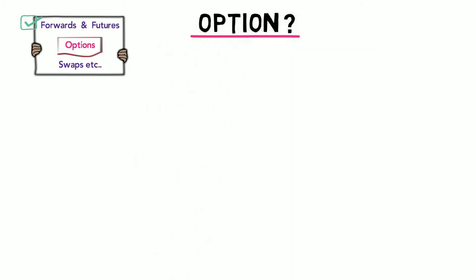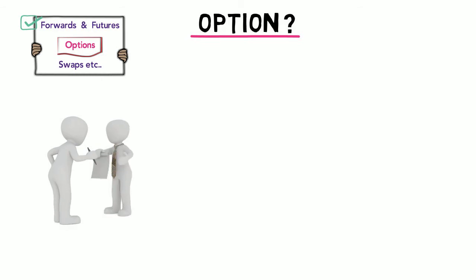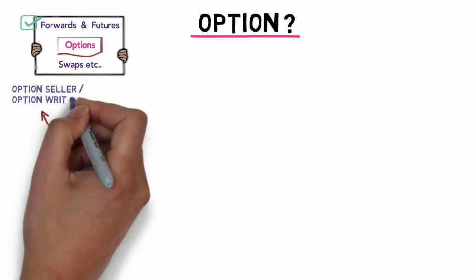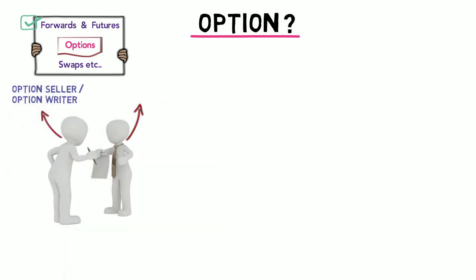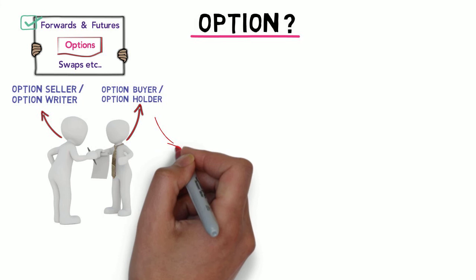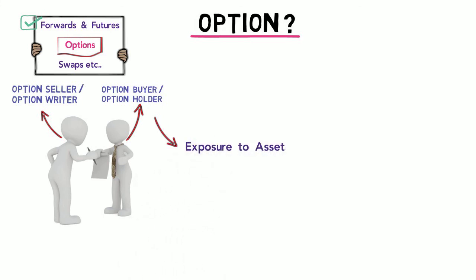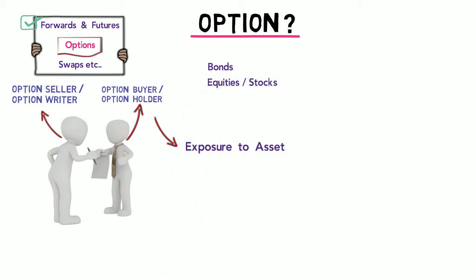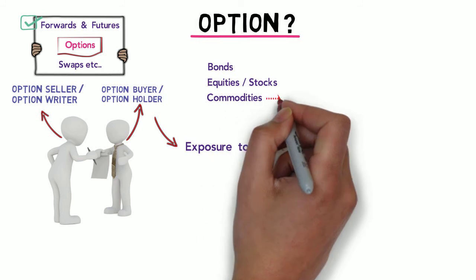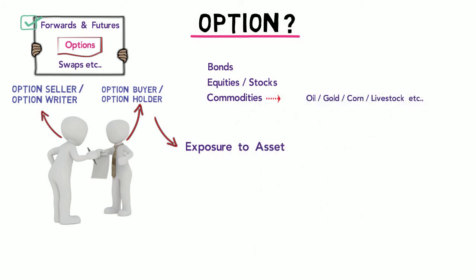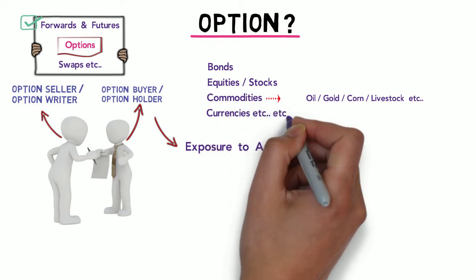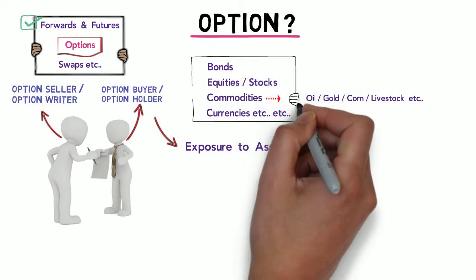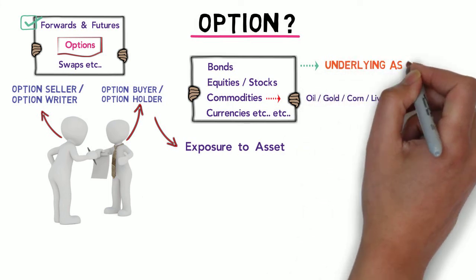Let's get back to answering what an option is. In very simple words, it's a contract traded between two parties, wherein the party selling the option is called the option seller or the option writer, and the party buying the option is called the option buyer or the option holder. Typically the buyer of the option has an exposure to an asset, and this asset could be a bond or an equity, a stock or share, or it could even be a commodity like oil, gold, livestock, etc. And it could even be foreign currencies. In the context of derivatives, we typically refer to this asset as the underlying asset of the derivative.